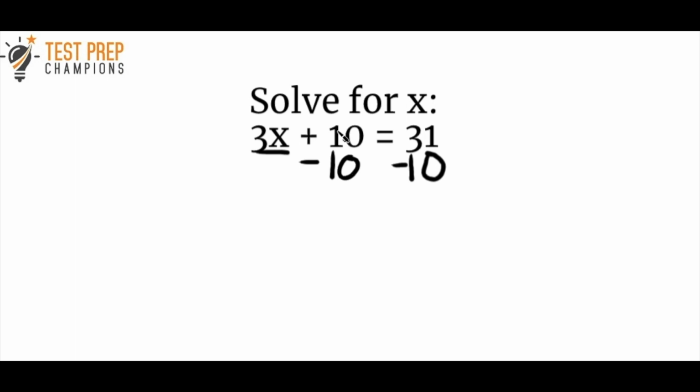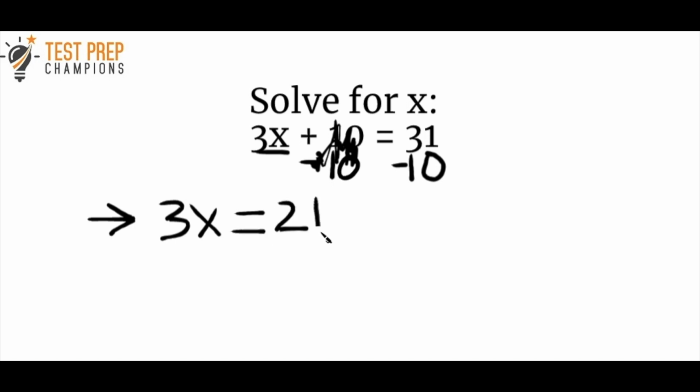So 10 minus 10 is 0, so these 10s are going to cancel out. 31 minus 10 is 21. So let me rewrite this equation now, or what's left of it. I'm drawing an arrow to show that I'm rewriting it. So we'd be left with 3x equals 21.